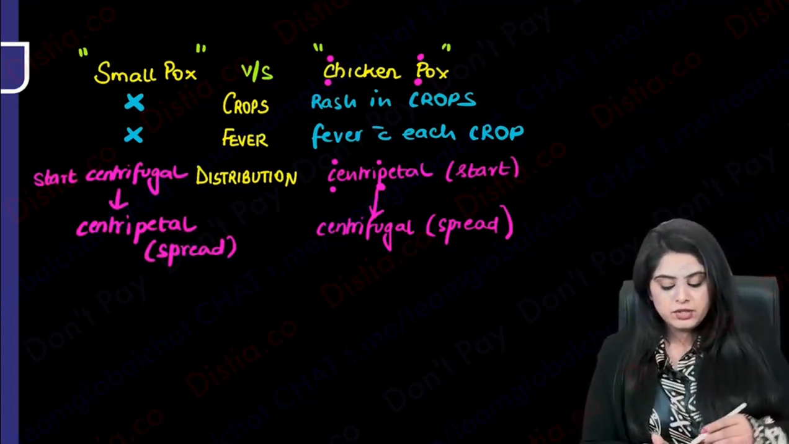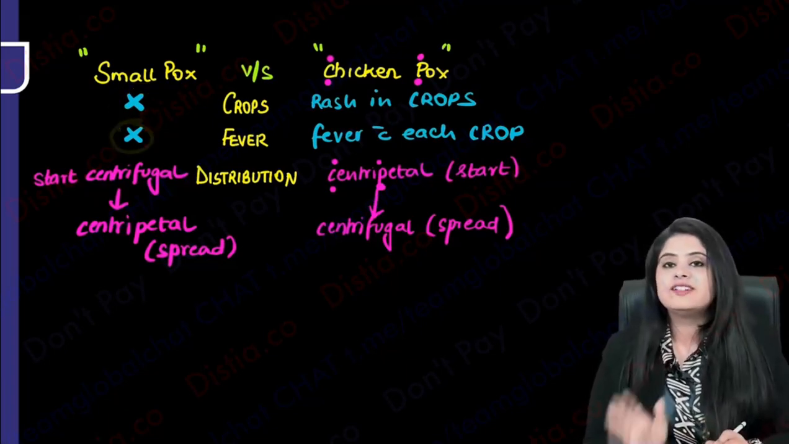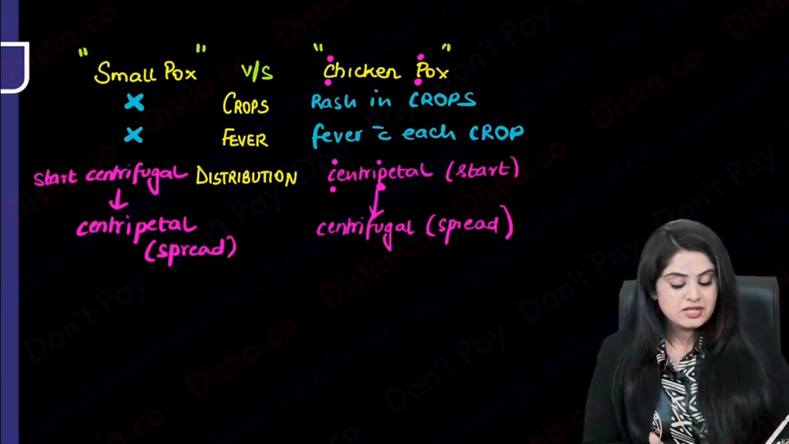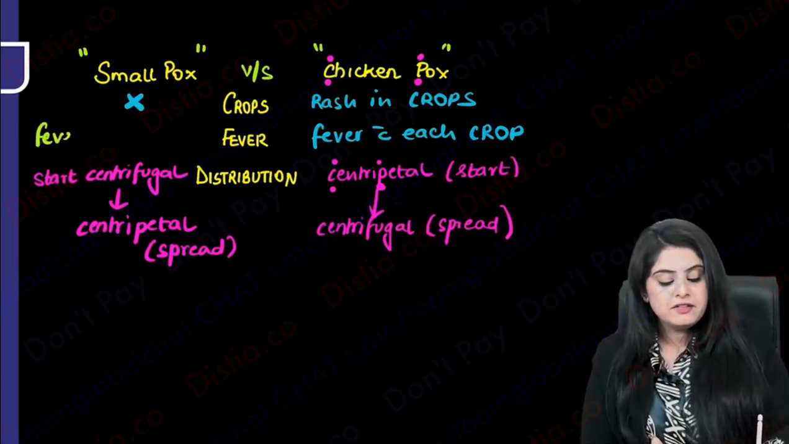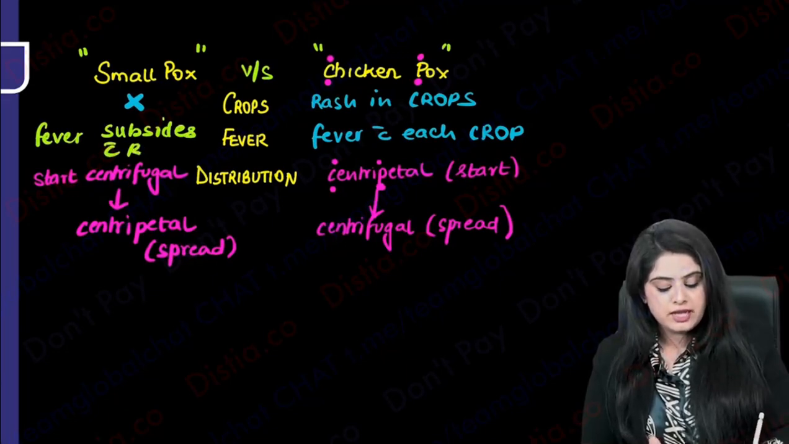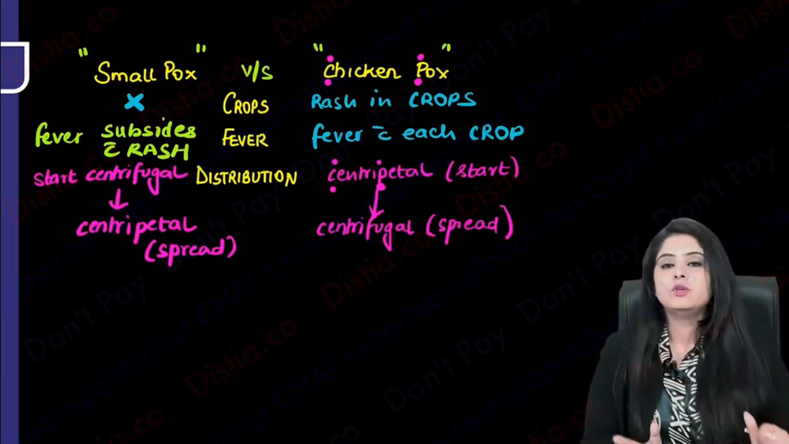In fact, like I told you, there are no crops, and when I say fever is not there, it doesn't mean patients don't have fever. Patients have fever, but it has no relation with the crop. So what I can say is that fever subsides with the rash. Fever hota hai, but once the rash comes, the fever goes away.